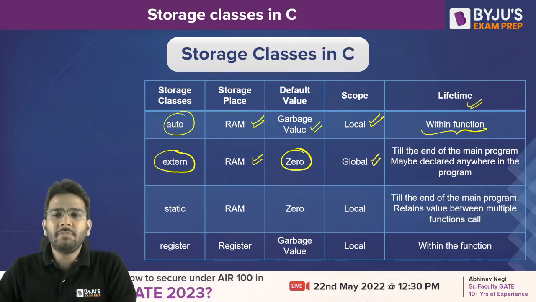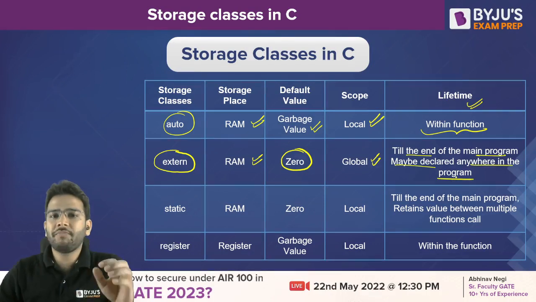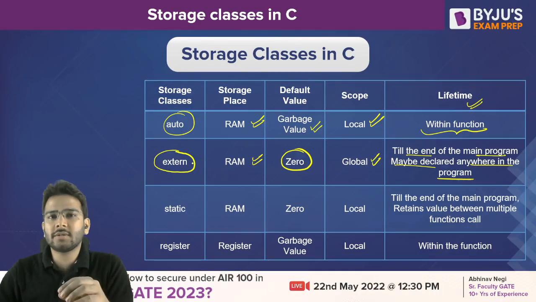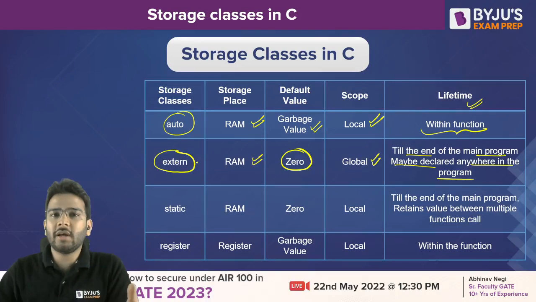And what about the lifetime? It is till the end of the main program, and it may be declared anywhere in the program. We can declare it anywhere in the program, but this extern, let's say if I'm writing extern int x, should be outside the main function. Then we can declare and define it anywhere in any module of the program. We will see two examples also. Then we have the static storage class.